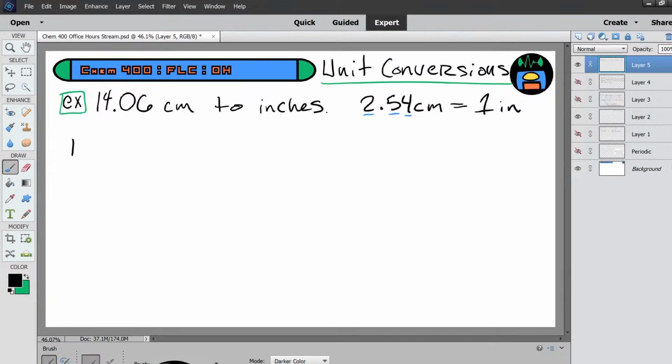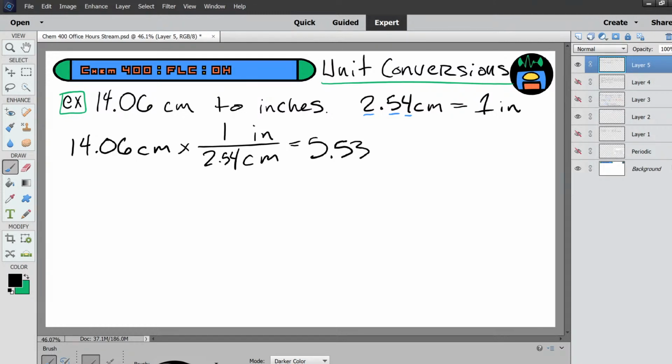All right, let's use it to convert 14.06 centimeters to inches. We put centimeters in the denominator, inches in the numerator, and 1 inch is 2.54 centimeters. Now we crunch our numbers. We have 14.06 divided by 2.54. This comes out to be 5.5353307 inches, right? Because centimeters cancel.